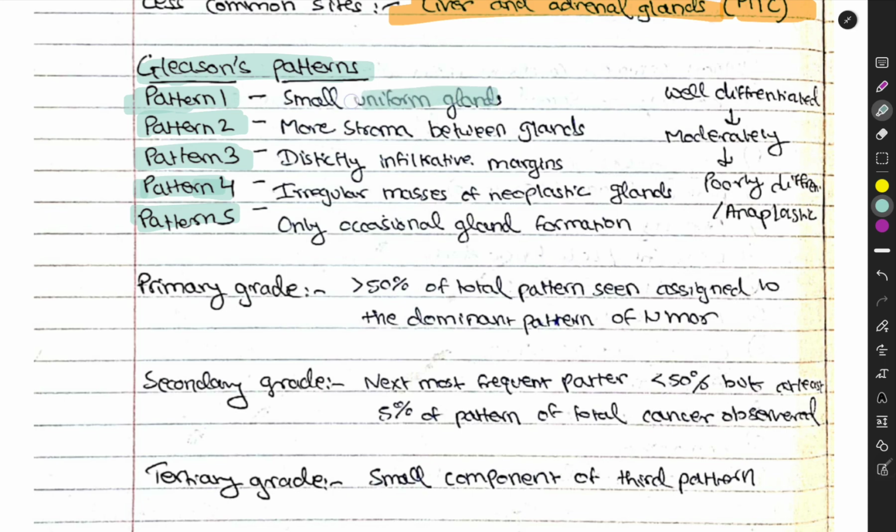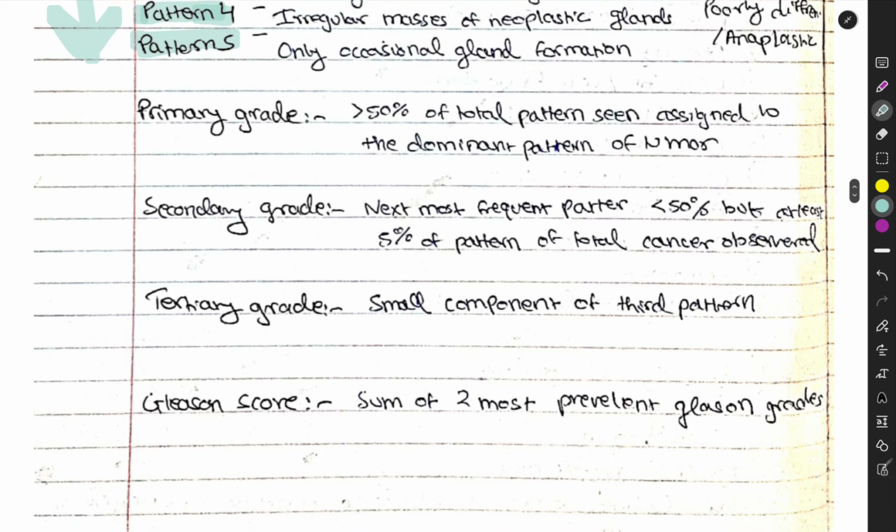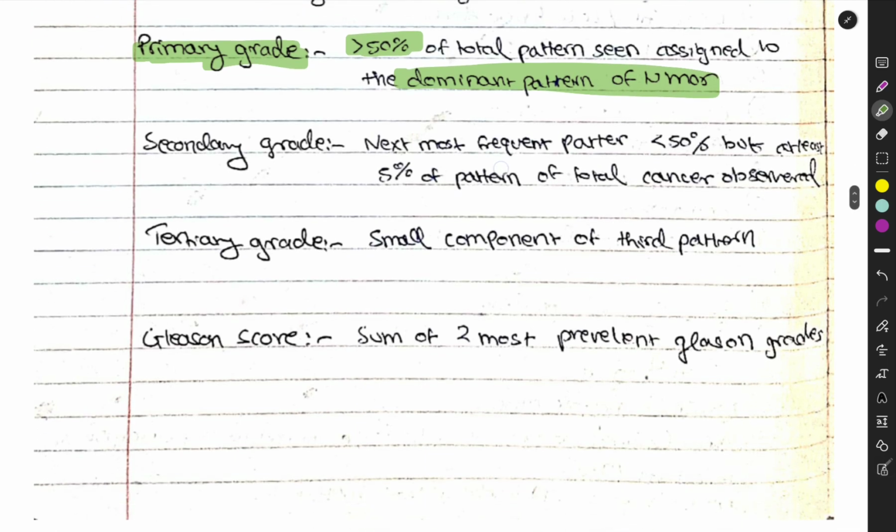So the more uniform glands you have, the lower the pattern number. The further away you go from gland formation, the higher the Gleason pattern number becomes. Now, what is a primary grade? Primary grade is when more than 50% of the total pattern seen is assigned as the dominant part of the tumor. So if more than 50% of the tumor looks the same, then it is the primary grade.